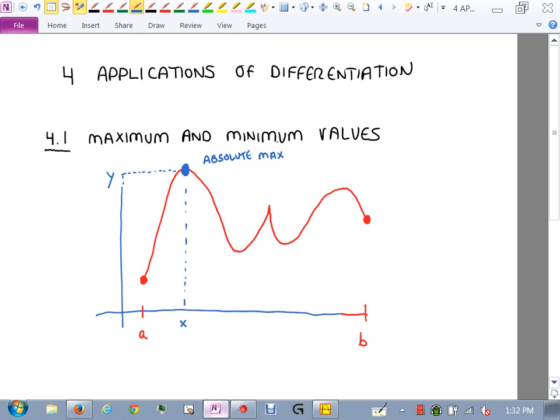Now, what about minimum? It would be the lowest point on the curve, right? So maybe initially you would be looking and saying, hey, that looks like the lowest point on the curve. Maybe that's what your eye would have been drawn to, but it's not, right? Because this endpoint right here is lower than that, isn't it? In fact, there's a bunch of points over here that are lower than it. But the one on the far left is going to be your lowest point. So this right here would be considered our absolute min.